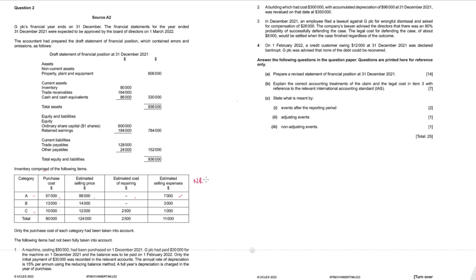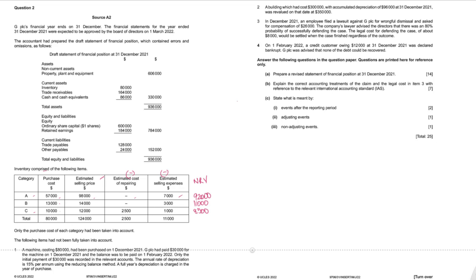So using this, we can calculate the NRV of the items. NRV will be selling price minus cost of repair minus selling expenses. So for A, it will be 98 minus 7, 92,000. For B, it'll be 14 minus 3, 11,000. And for C, it'll be 12 minus 3,500, 8,500.